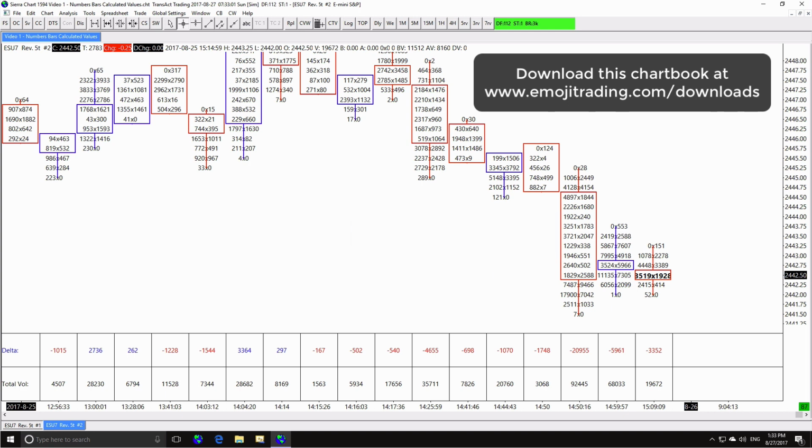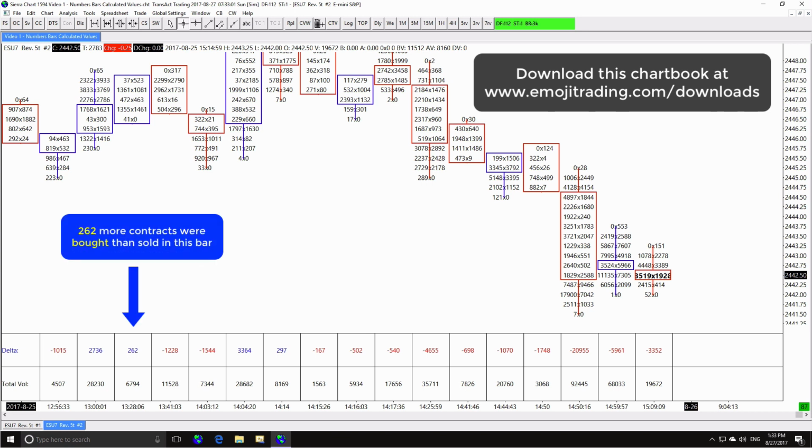Delta is a key concept to understand when we're making trading decisions that are based upon the traded volume. It's the difference between the volume that traded at the offer price and the volume that traded at the bid price. In other words, if delta is greater than zero, we had more buying than selling, and if delta is less than zero, we had more selling than buying.